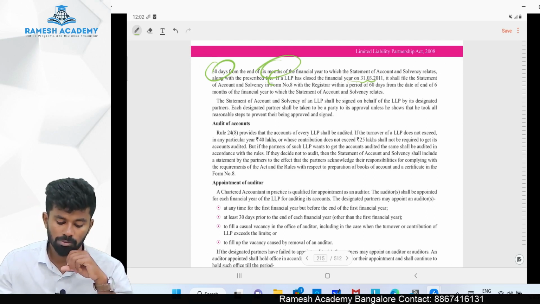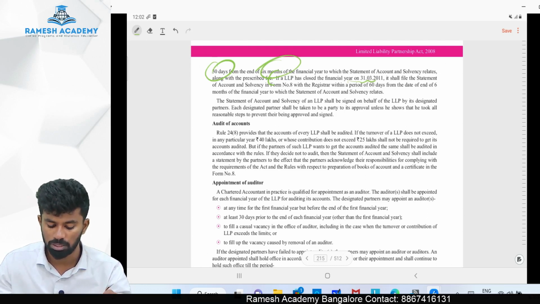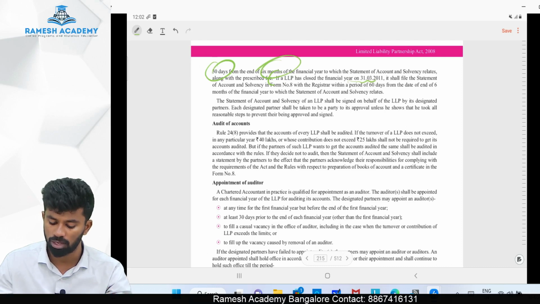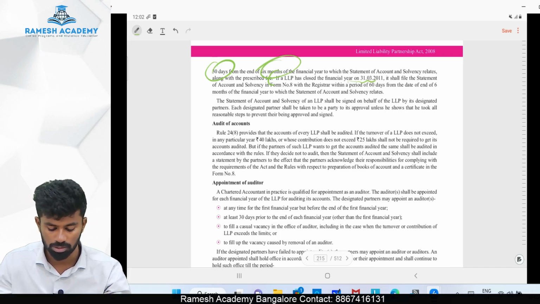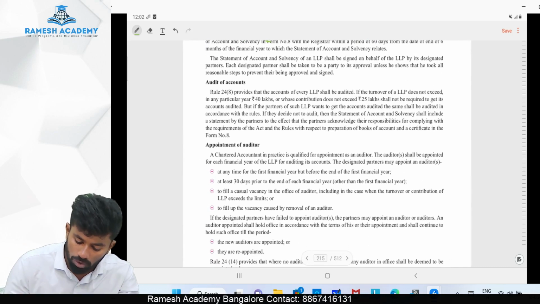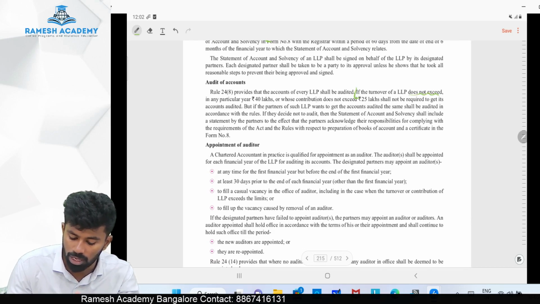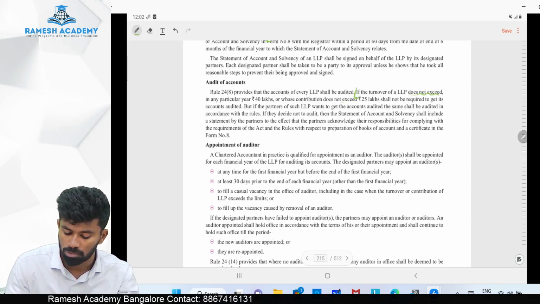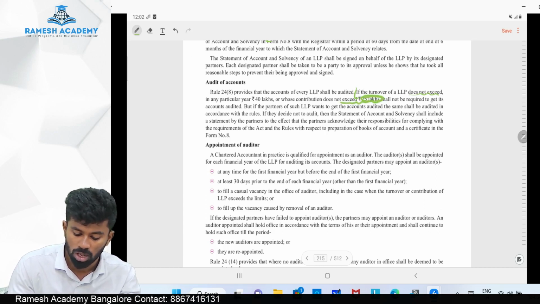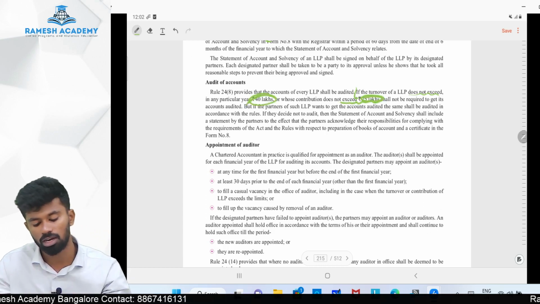The statement of accounts and solvency of an LLP shall be signed on behalf of the LLP by a designated partner. Important: auditing of LLP's accounts is compulsory only when the contribution exceeds 25 lakh rupees and turnover exceeds 40 lakh rupees.